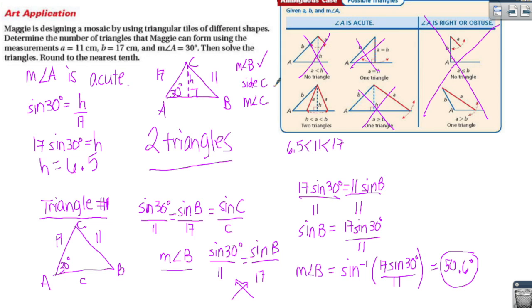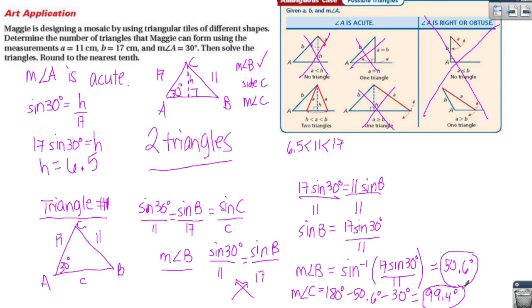Because you found the second angle measure, we can easily identify the measure for angle C. So let's write it down here. The measure of angle C can be found by subtracting the other two angle measures that we have. 50.6, and then the other one was a 30-degree measure. And once you do that, the measure for angle C should be exactly 99.4 degrees. There we go.